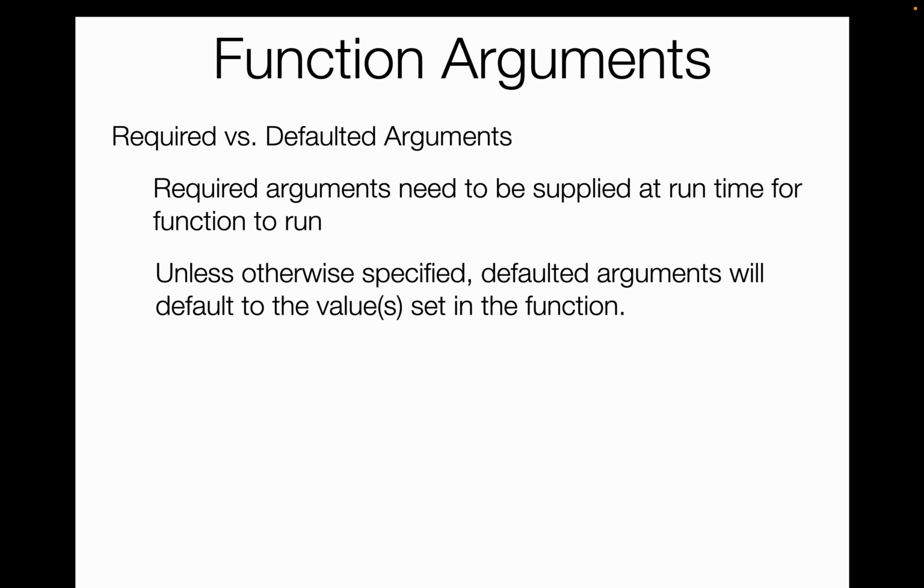So if you think back to my x cubed function that I defined before, if I didn't put in a number, if I didn't put in 4, it wouldn't give me anything. It would error, and it would say argument x required. So that's a required argument, unless otherwise specified. The defaulted arguments will default to the values set in the function. Okay, what does that mean?